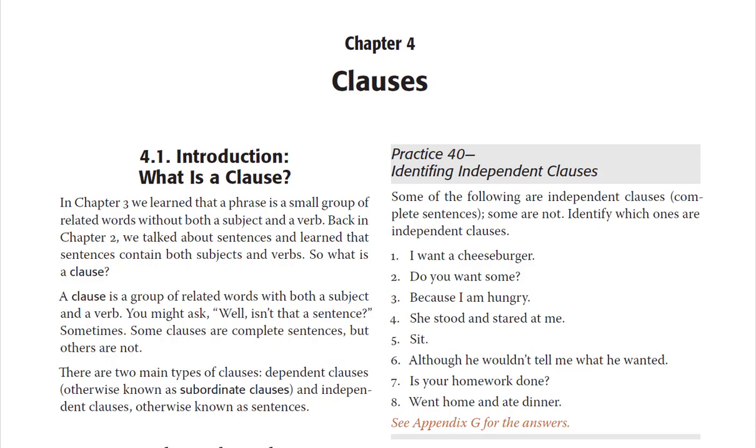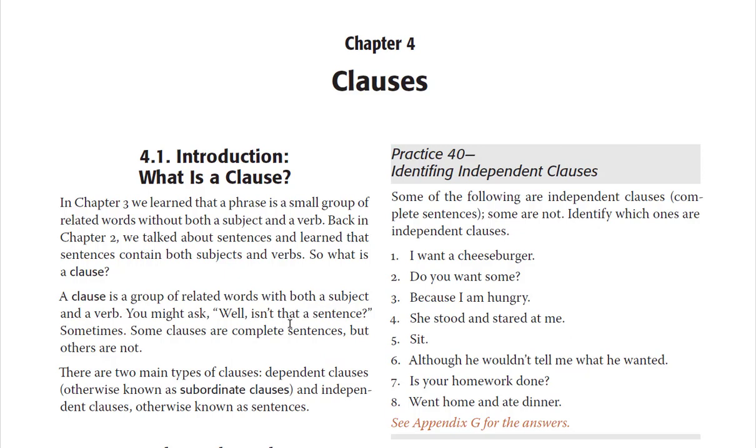So here in chapter 3, we learned that a phrase is a small group of related words without both a subject and a verb. And then back in chapter 2, we talked about sentences and learned that sentences contain both subjects and verbs. So what is a clause? A clause is a group of related words with both a subject and a verb.